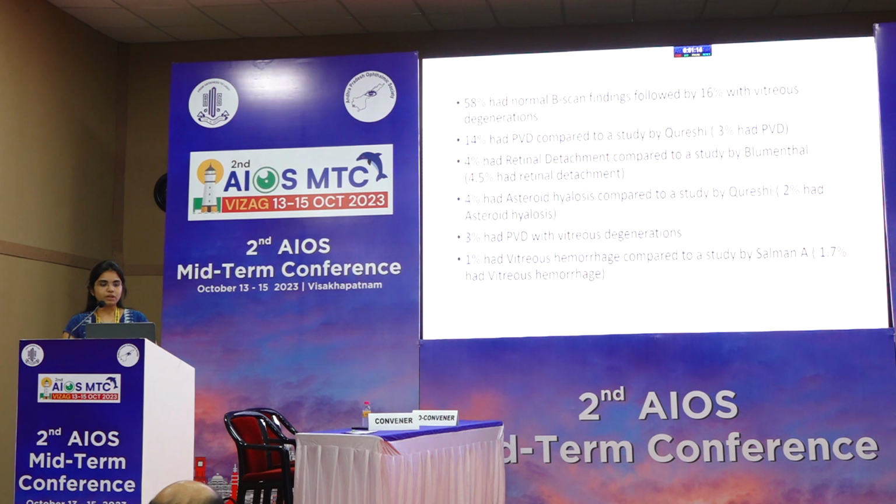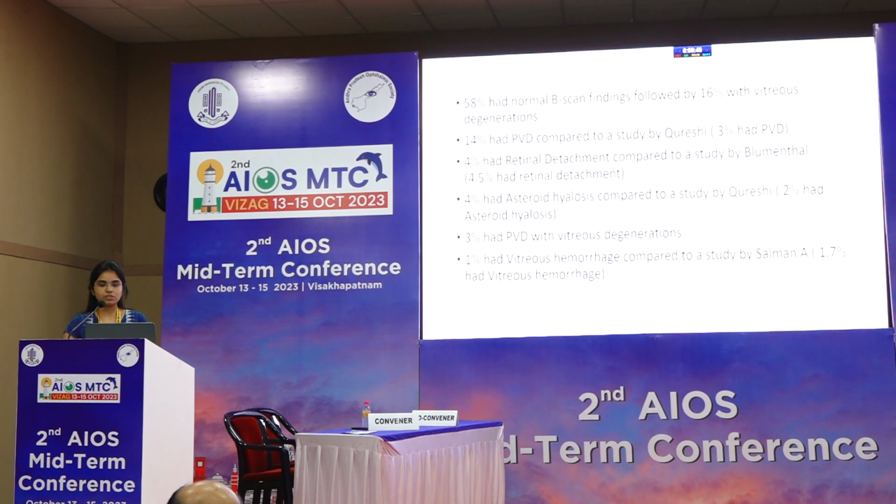58% had normal B-scan findings, followed by 16% with vitreous degenerations. 14% had PVD in my study, compared to a study by Qureshi in which 3% had PVD. And 4% had retinal detachment in my study, compared to a study by Blumenthal, which had 4.5% retinal detachment. And 4% had asteroid hyalosis, compared to a study by Qureshi, which had 2%. And 3% had PVD with vitreous degenerations, and 1% had vitreous hemorrhage, compared to a study by Salmani, where 1.7% had vitreous hemorrhage.